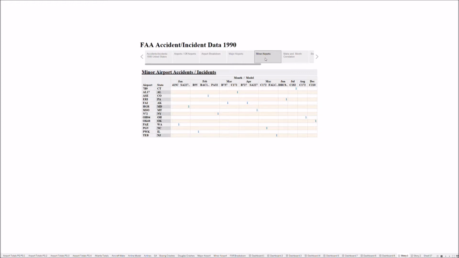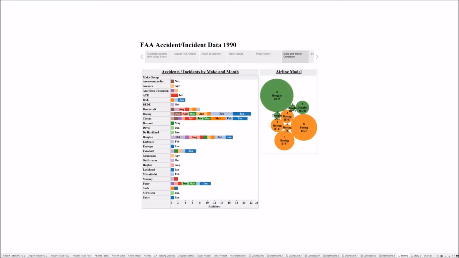We then use the data to break down into minor airport accidents and incidents. Here we highlight not only the location, but the month and type and model of the aircraft involved. In this visualization, we show accidents and incidents by make, model, and the month in which they occurred.